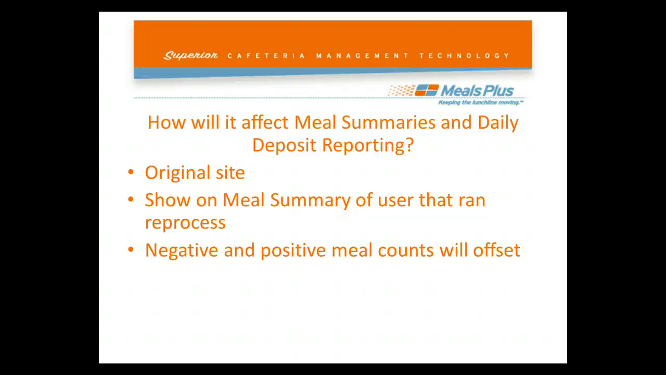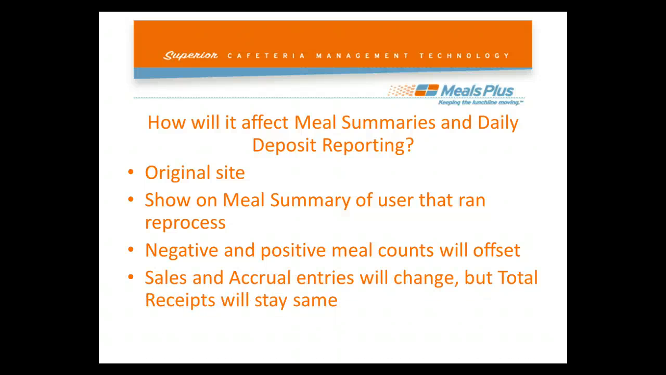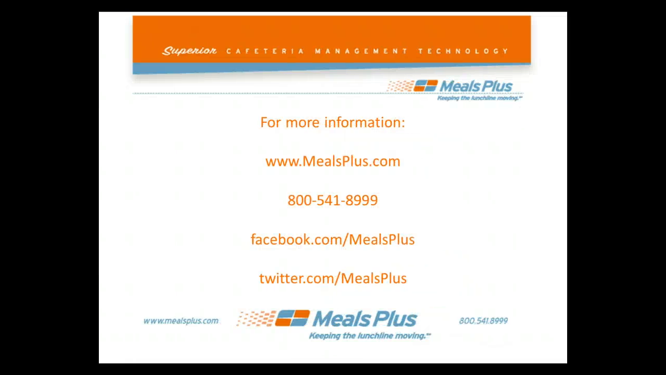The reversal or undo entries may cause negative meal counts on the meal summary or daily deposit, but the new transactions or redos will show up as positive, offsetting the meal count, so the overall meal count should be the same. On the daily deposit, the sales amounts on the first page will be affected, but there will be offsetting accrual entries on the second page, so the total receipts should stay the same. And that's how simple it is to reprocess a transaction in Meals Plus Point of Sale.